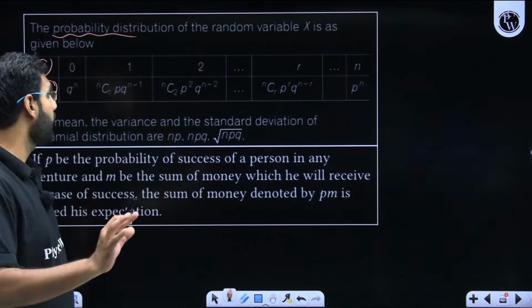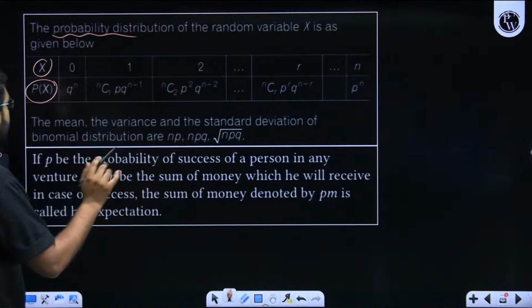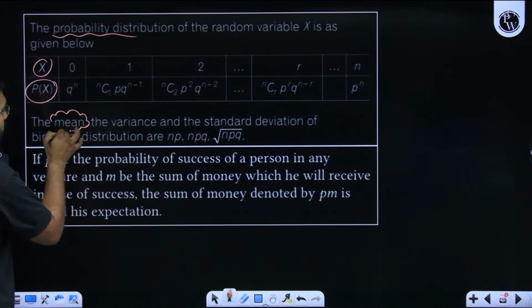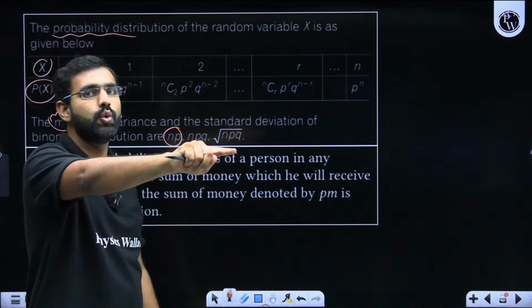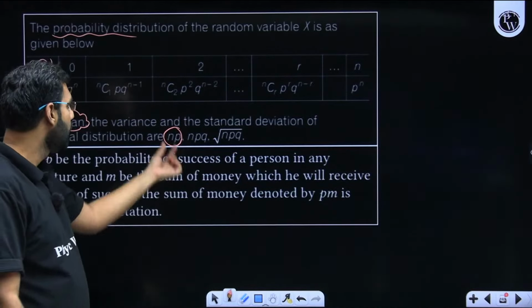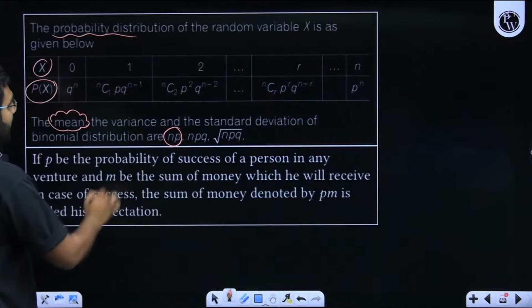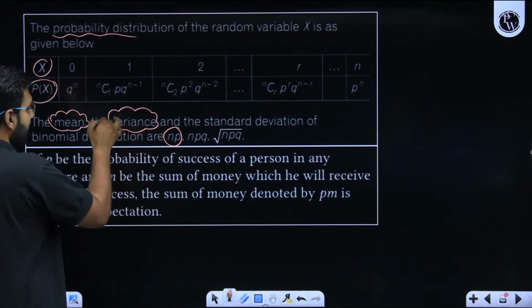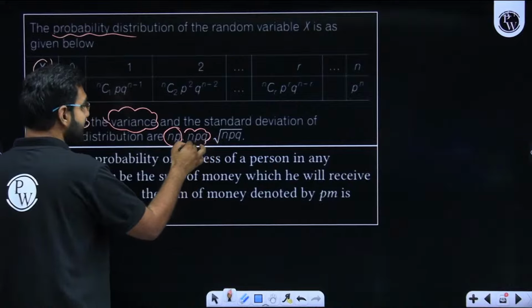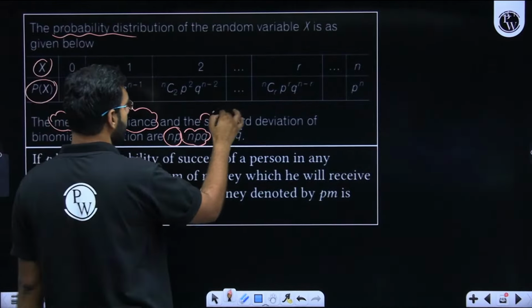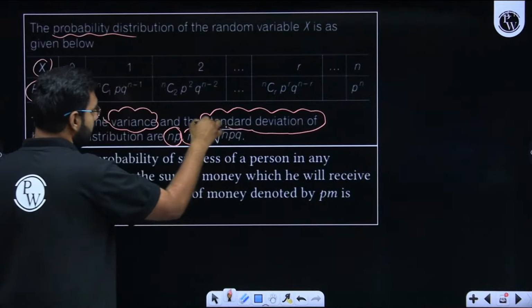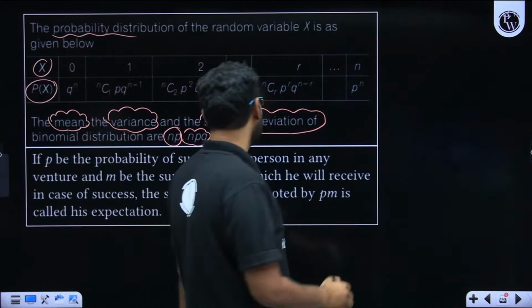So in this probability distribution, few things are there, which means whenever somebody talks about mean, all you do is NP. Number of trials into success probability, that is P, will give you the mean. Then the variance is given by NPQ. I hope you remember that. And standard deviation, which is the square root of variance, I hope you remember, is given by under root NPQ. I hope you do remember that without any confusion.